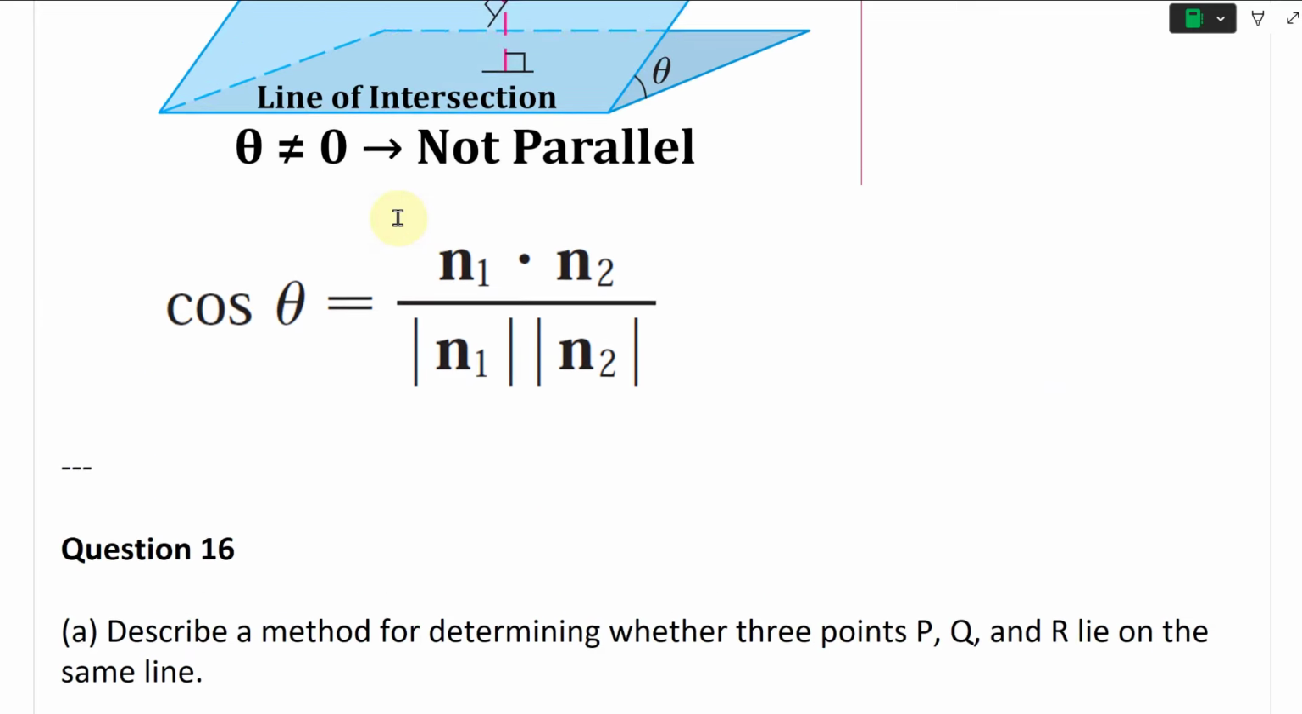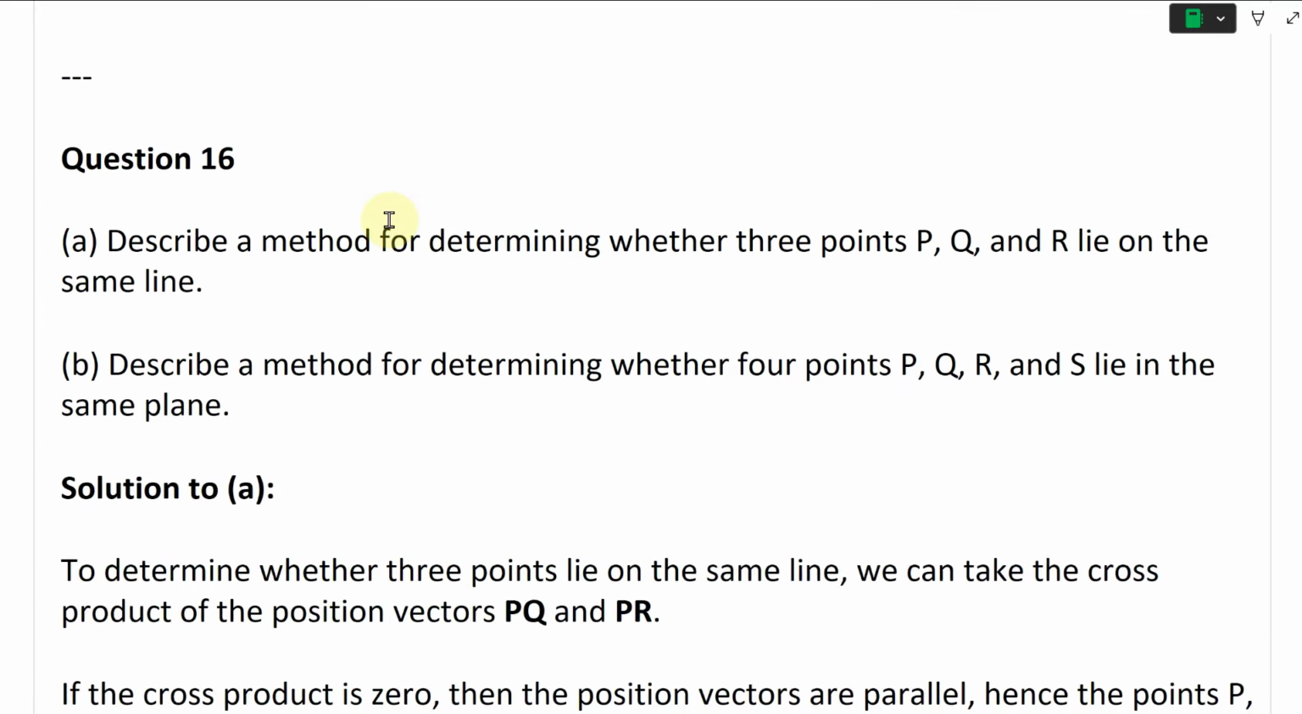And now let's look at question 16. This one asks, describe a method for determining whether 3 points P, Q, and R lie on the same line. Then part B says, describe a method of determining whether 4 points P, Q, R, and S lie in the same plane. So here, describe a method of determining for 3 points. Let's look at the solution to A.